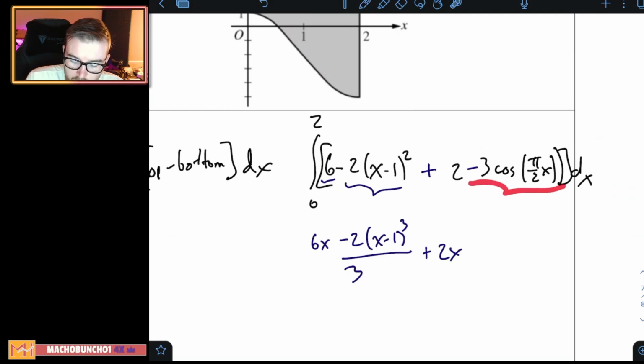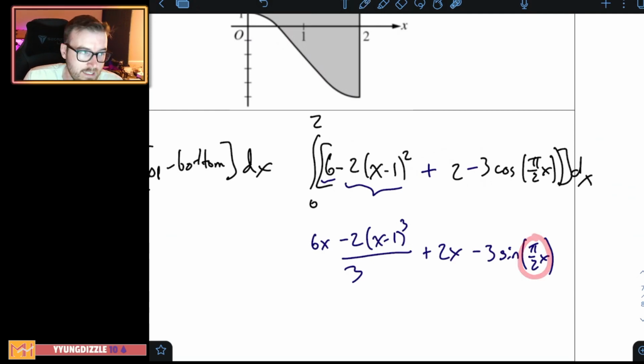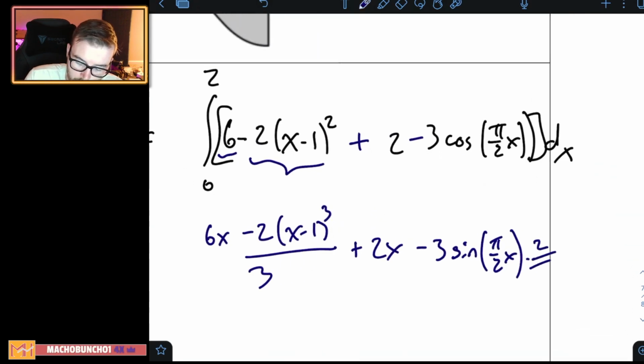And then here, the constant's just chilling, and this is negative cosine. The integral of negative cosine is negative sine. So the integral of negative cosine is negative sine. So this is negative 3 sine of pi over 2 x. The derivative of the inside is pi over 2, so I'm going to divide by pi over 2, which is the same thing as multiplying by 2 over pi.